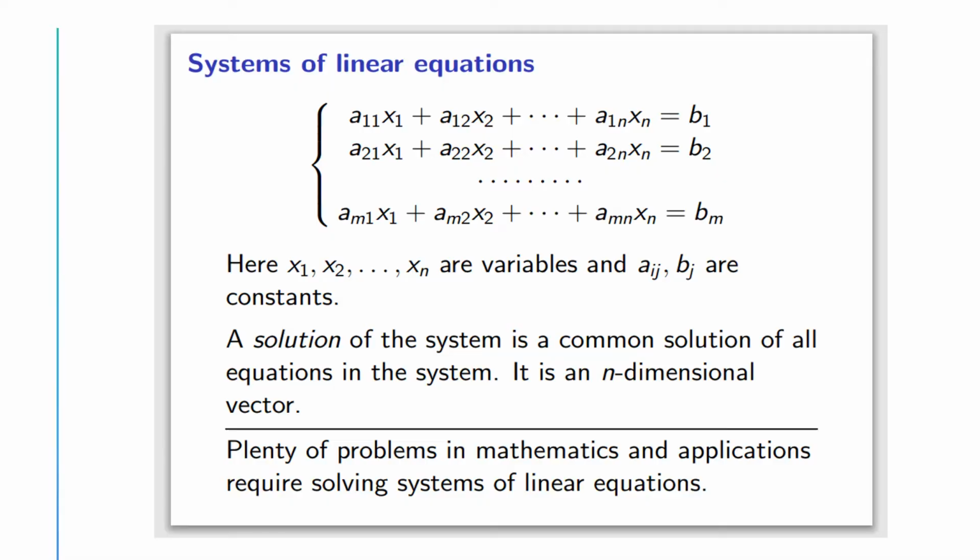We know that a system of linear equations can be represented by n equations where x1, x2, etc., xn are n variables, and aij, bj are all absolute constants. This system will have n solutions. This system of equations plays a main role, and there are plenty of problems in mathematics and applications that require solving systems of linear equations like this.